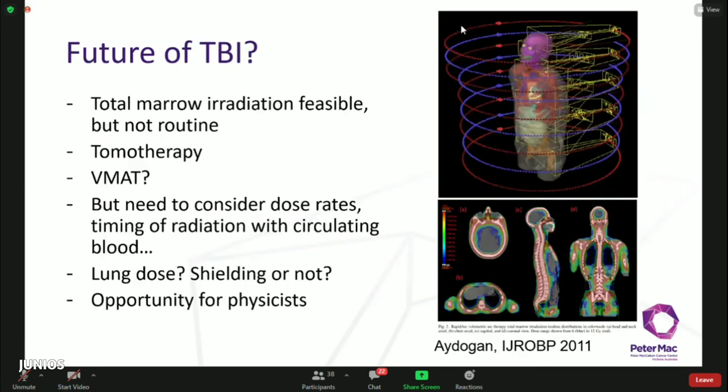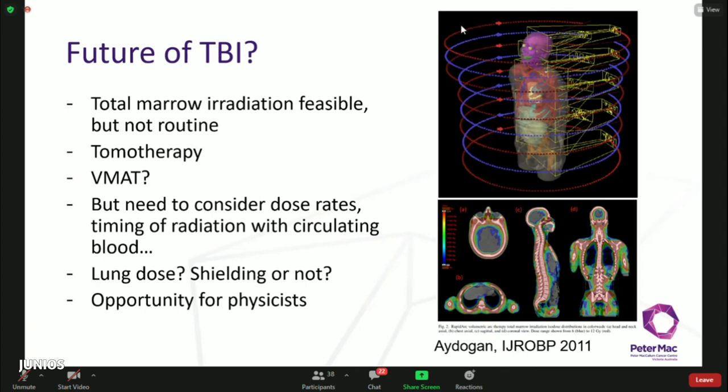What's the future of TBI? Well, large open fields have been quite standard for a very long time, and that tends to be what we have most experience with and what we're most comfortable with. But a lot of centres are now looking at more exotic means of delivering TBI. So that could involve multiple isocentric VMAT, thermotherapy. Some centres are using total marrow irradiation, at least in their planning studies. I haven't seen that widely used clinically though, but it is technically feasible from a planning perspective.